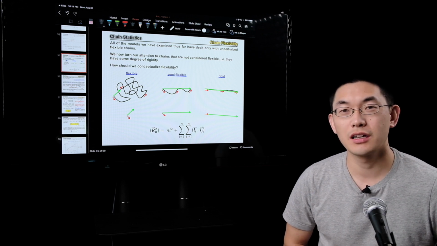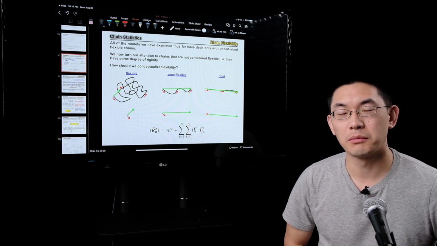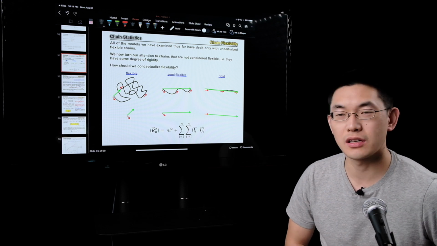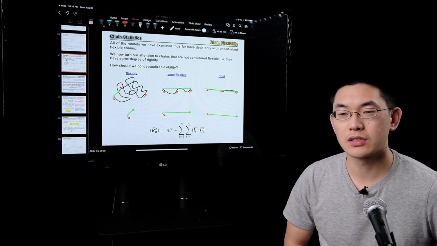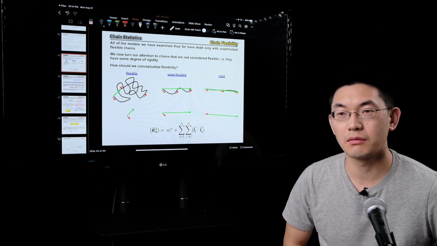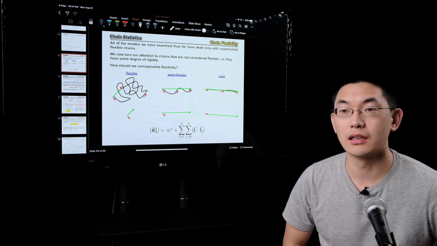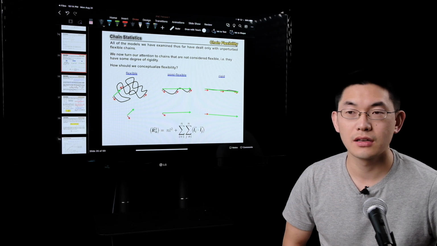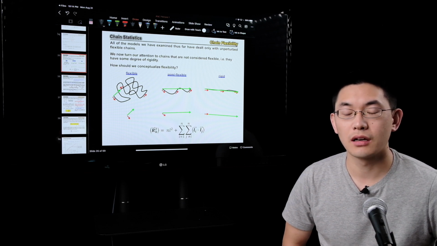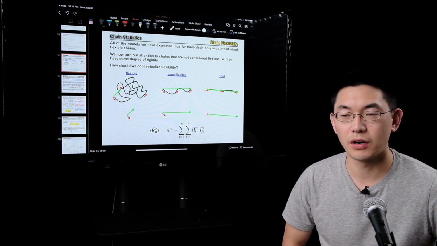So for today's lecture, we're going to go through two additional components. First, as you will see today, we're going to discuss what a statistical chain segment is. Then we will go into a little bit more detail, talk about chain rigidity, and specifically understand the concepts of cone length, persistence length, as well as the wormlike chain model.